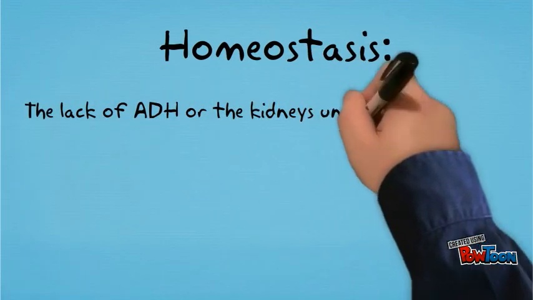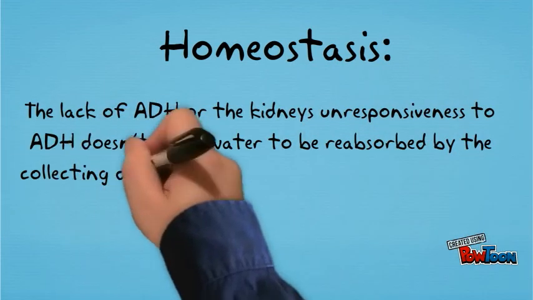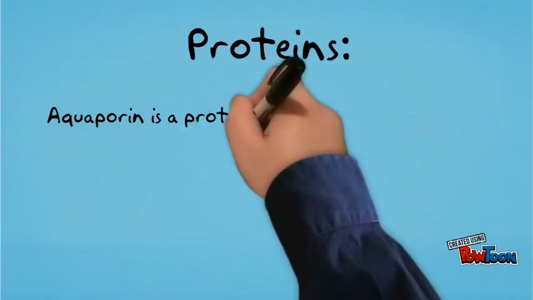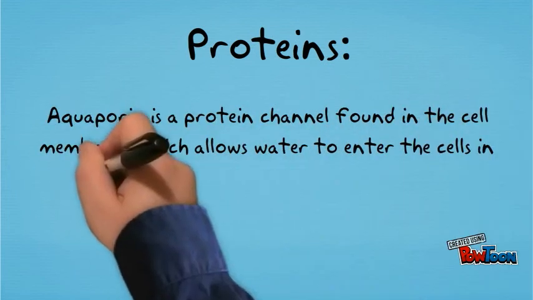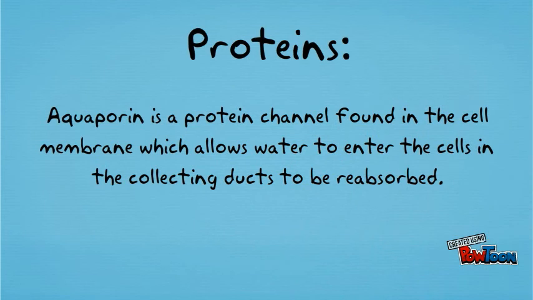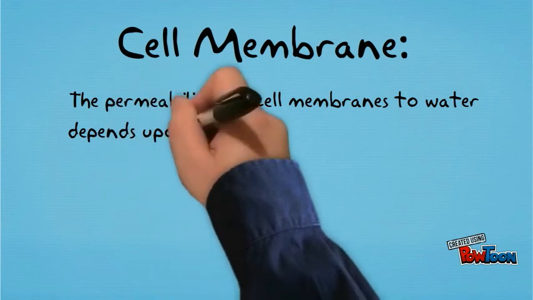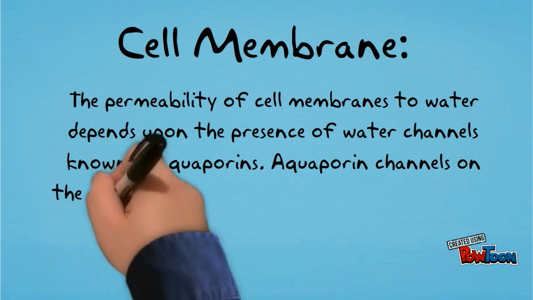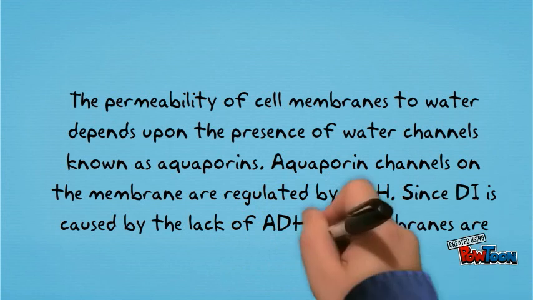In summary, homeostasis. The lack of ADH or the kidney's unresponsiveness to ADH does not allow water to be reabsorbed by the collecting ducts, which disrupts the balance of water in the body. Proteins. Aquaporin is a protein channel found in the cell membrane, which allows water to enter the cell in the collecting ducts to be reabsorbed. Cell membranes. The permeability of cell membranes to water depends on the presence of aquaporins. Aquaporin channels on the cell membrane are regulated by ADH. Since diabetes insipidus is caused by the lack of ADH, cell membranes are affected.